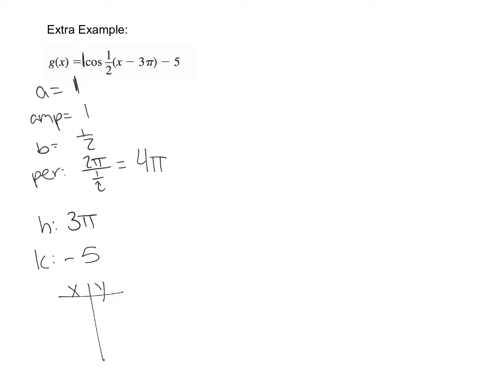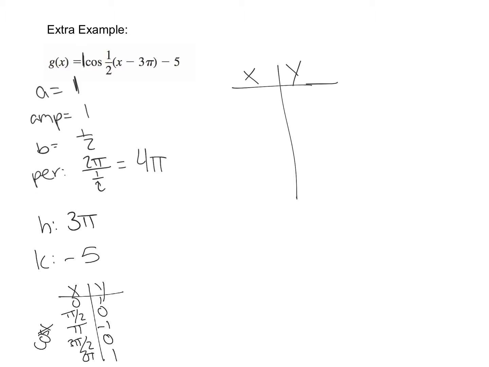So writing out the just regular old cosine x. Once again, if you have this, you don't need to write it down. I just have it so we can look at it all in one. 1, 0, -1, 0, 1. So we're going to go ahead, build our new table. So looking at what we have, our x value is affected by our h and our period.